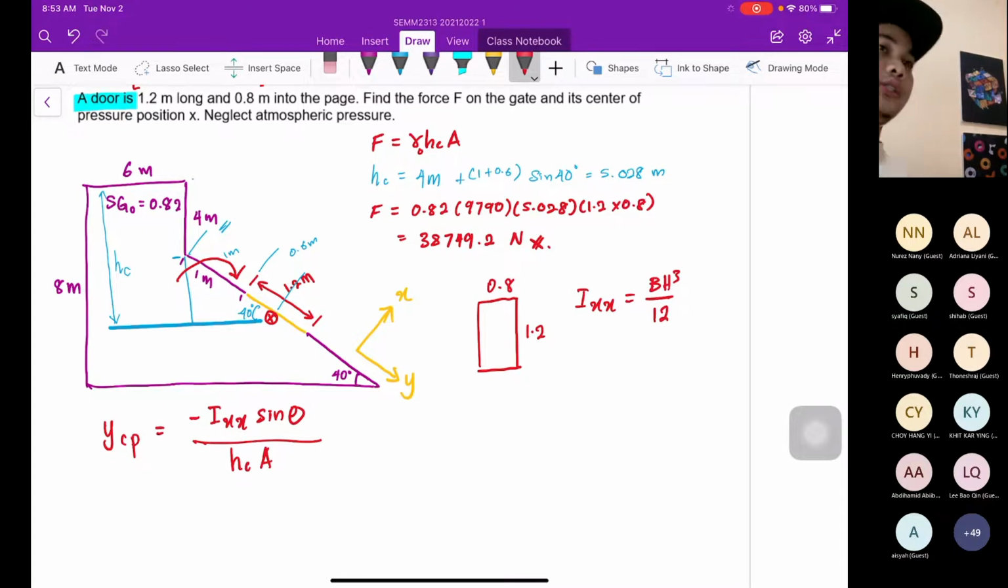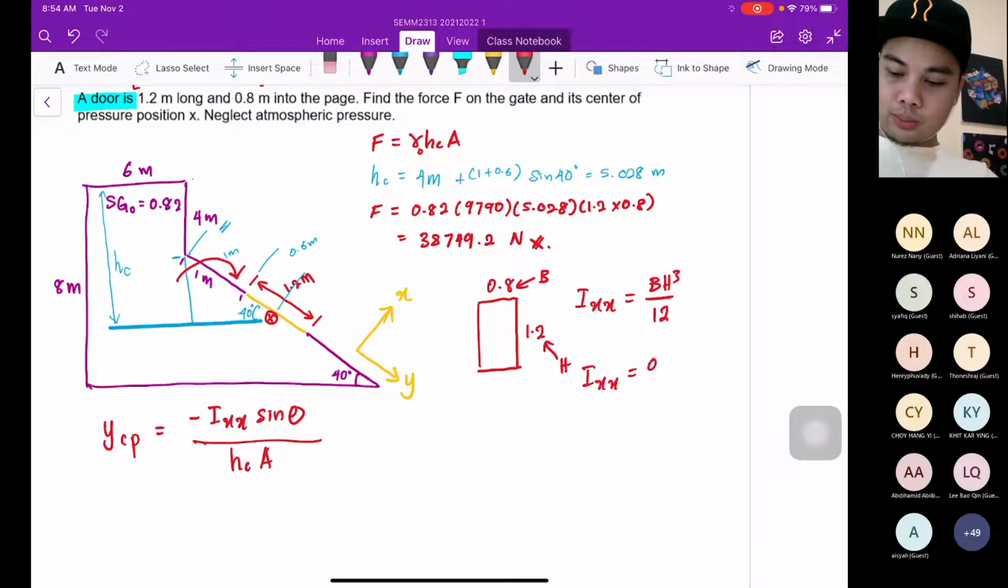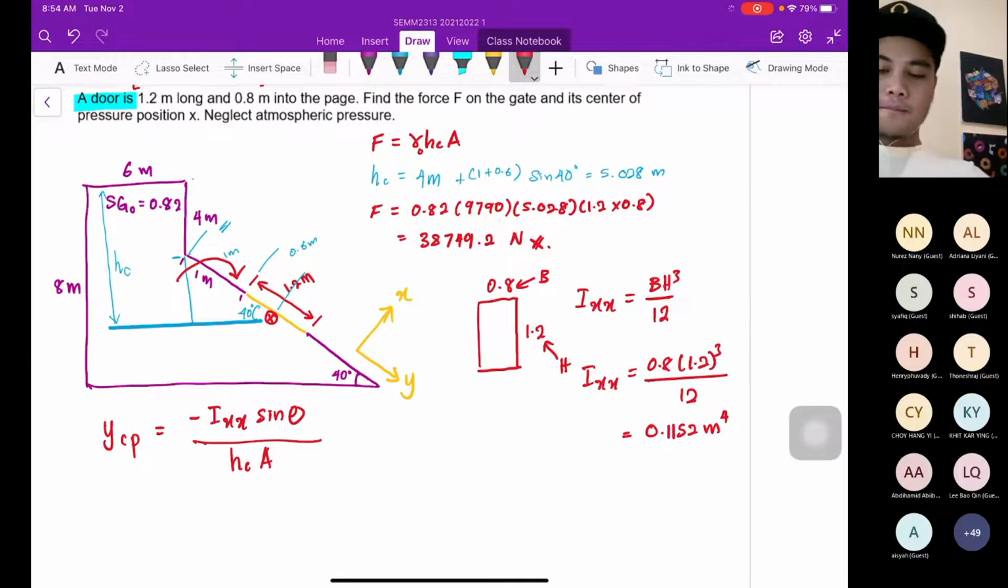Okay, how to choose where is the H or where is the B? Remember that the H cube is always bigger than B. So where is the bigger? 1.2. So this we will refer as the H and this will refer to the B. So IXX is equal to 0.8 multiply with 1.2 cube over 12. You will get 0.1152 meter to the power of 4.